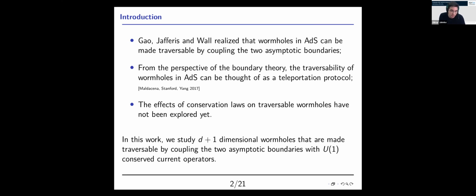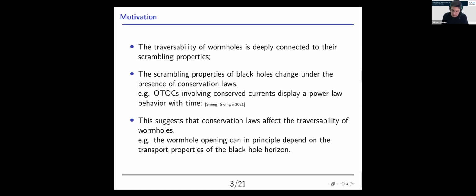So in this work, we study T+1 dimensional wormholes that are made traversable by coupling the two asymptotic boundaries with U(1) conserved currents. Our motivation to do that is as follows.